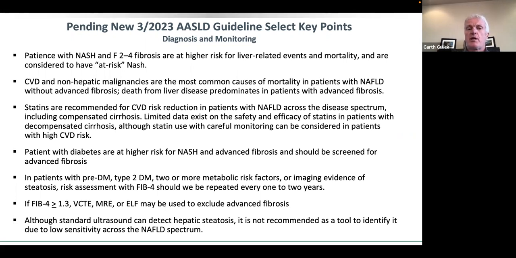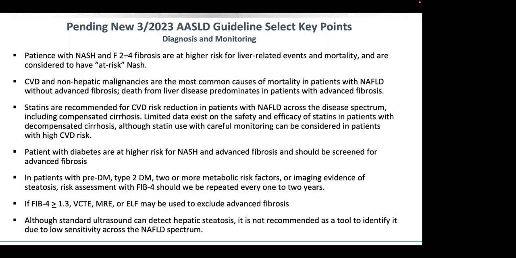This is a change. There will be a statement that diabetics are at high risk for NASH and advanced fibrosis and should all be screened for advanced fibrosis. 10% of our A1Cs are diabetic, 70% of them have NASH. And I've done the numbers. You guys can do that for your own state. That's a big number.